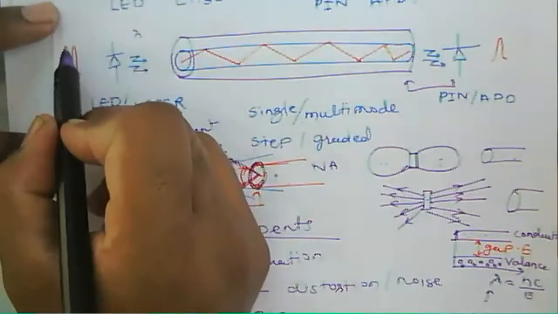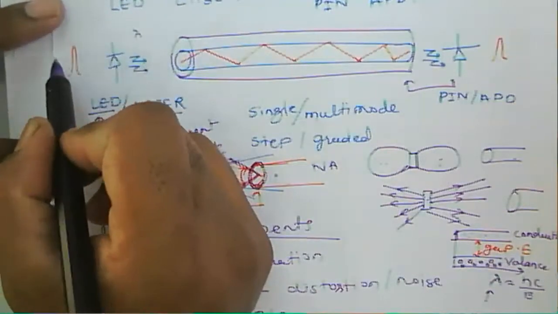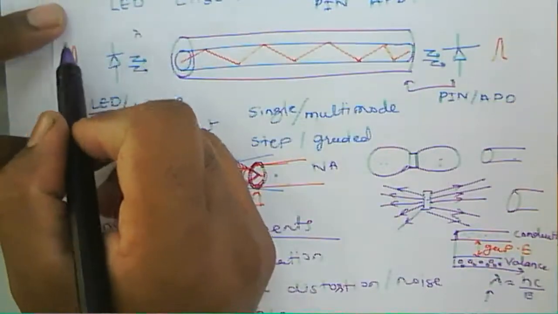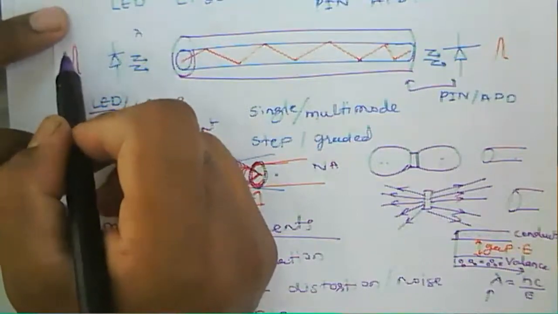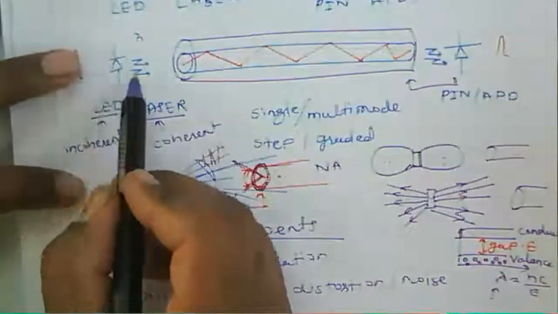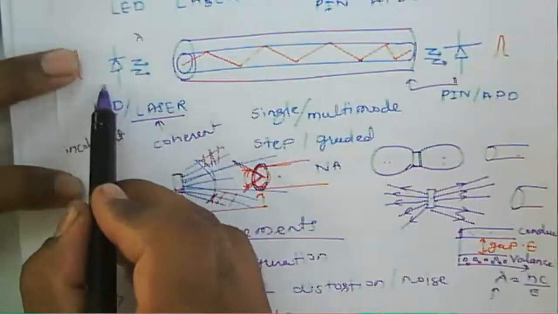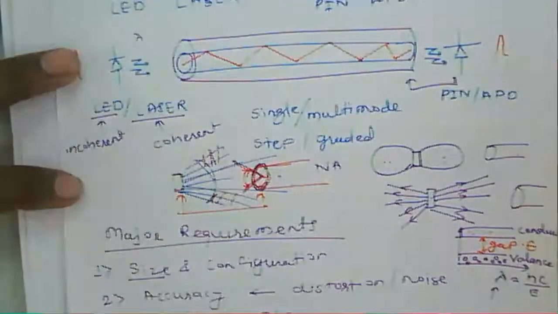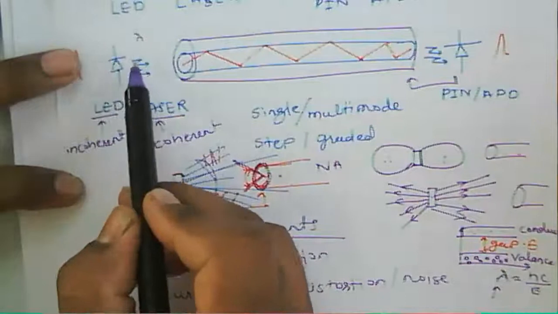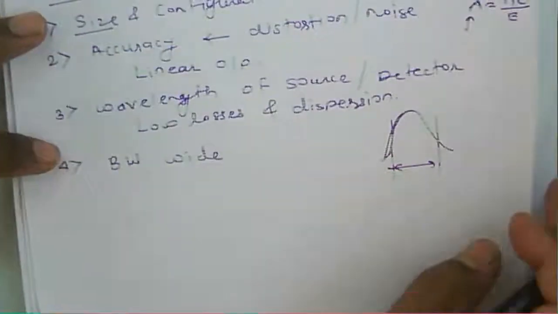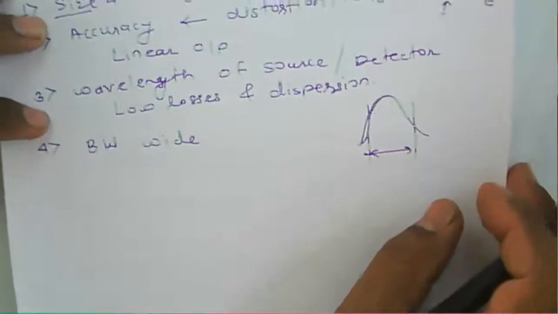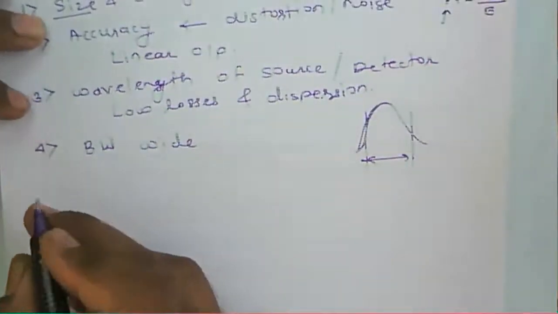Now that input can be of an audio frequency, or we can have the highest frequency, so that particular input will be converted by the source. That's why we say it's a source that will operate at a wide bandwidth.